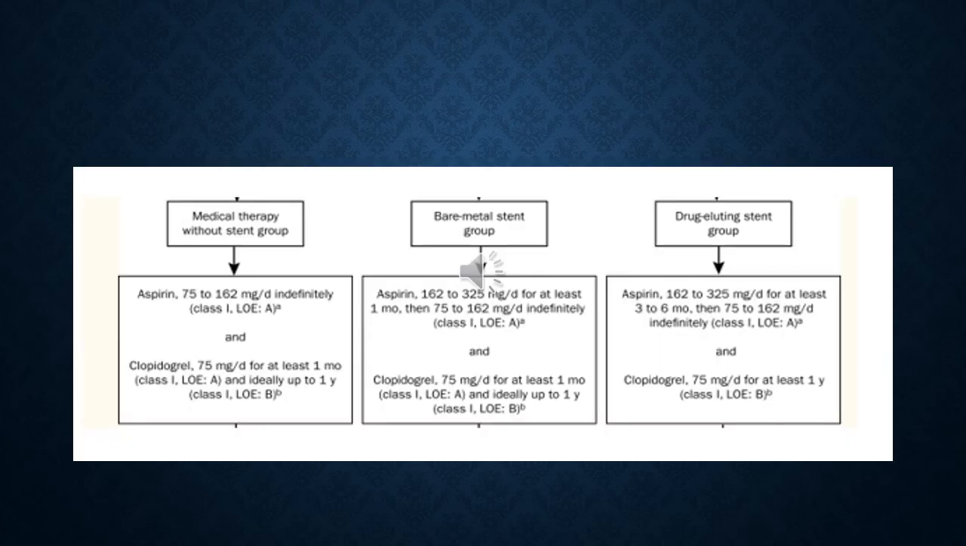Also, we have to continue another antiplatelet therapy plus the aspirin, like clopidogrel or ticagrelor, at least for 1 month in the medical arm, or if the patient has a bare metal stent for 1 to 3 months, or if the patient has a drug-eluting stent for 1 year, and ideally to give 1 year of dual antiplatelet therapy, aspirin plus clopidogrel or aspirin plus ticagrelor, in all patients. This is the best approach.